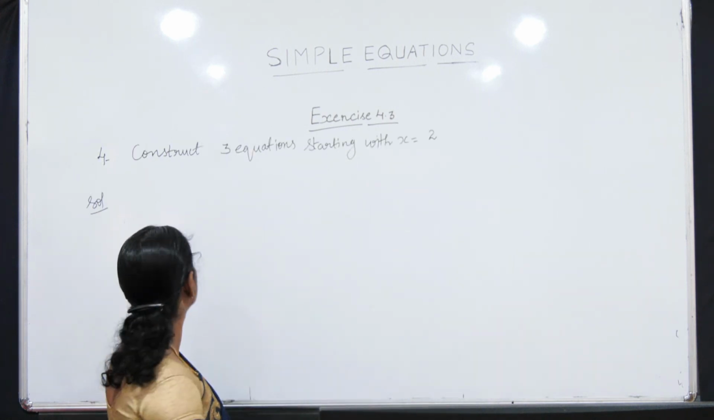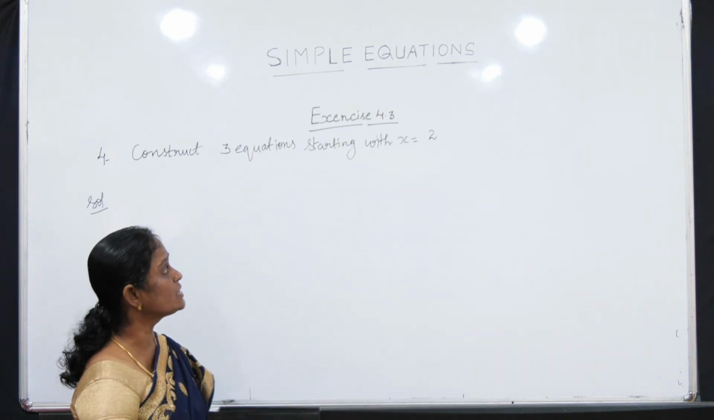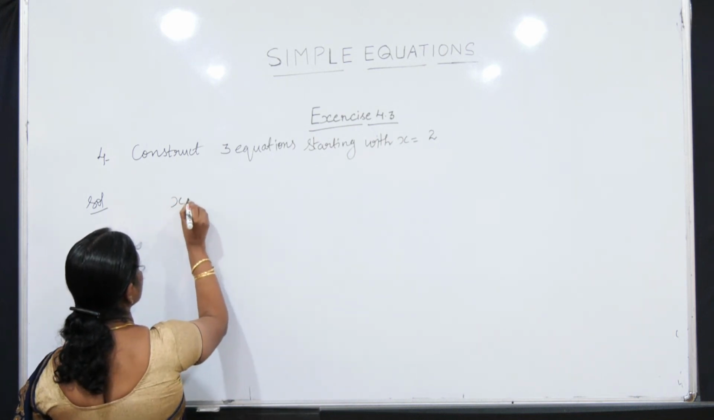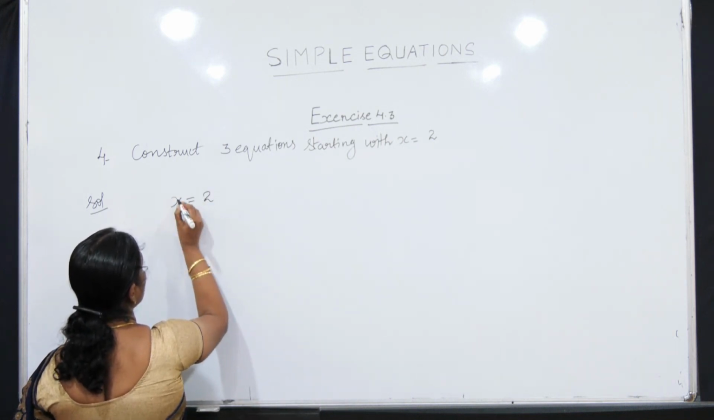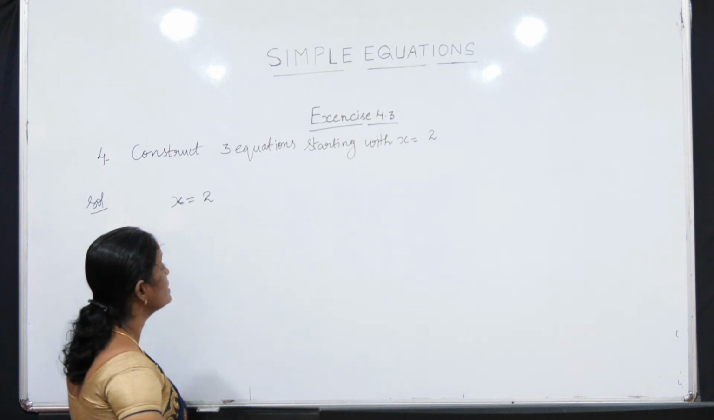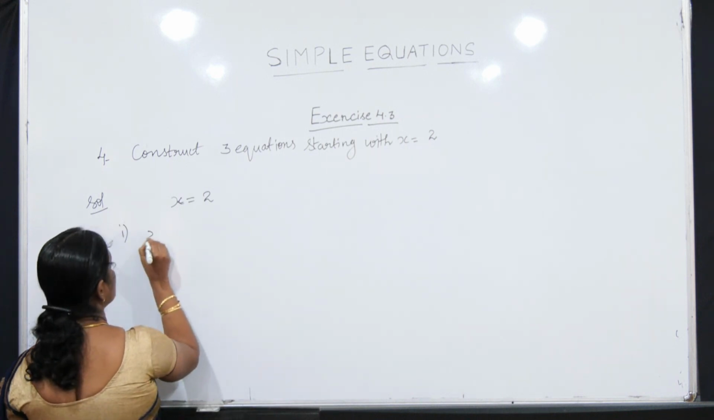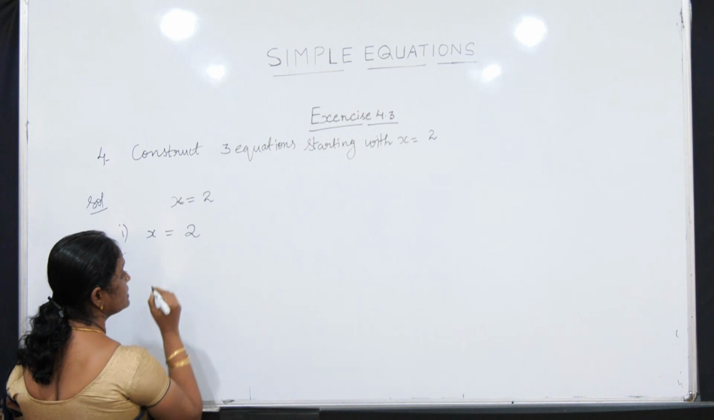Students, now question number 4. Construct 3 equations starting with x is equal to 2. So here the solution is given, x is equal to 2. We have to construct here 3 equations from this solution. So number 1, the solution is given x is equal to 2.